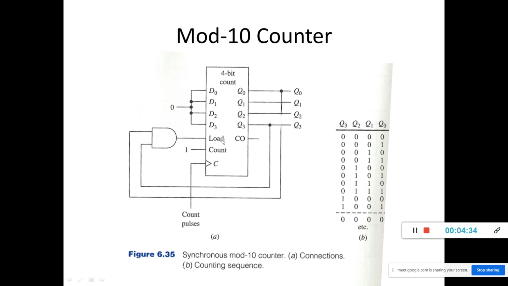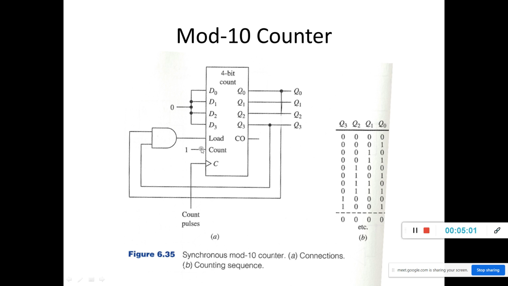Okay, here you should remember that there is a load signal, there is a count signal. Count is 1 for counting the sequence 0, 1, 2, 3 like that. Load will be 1 to load the inputs for 0. Even though count is 1, load will be given a higher priority than the count enable signal.